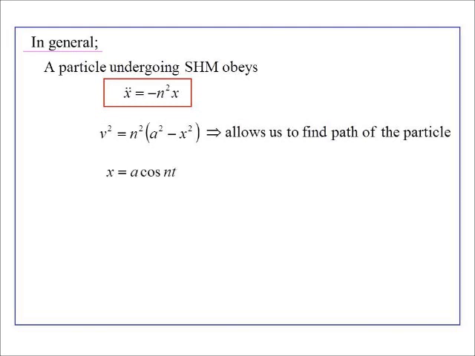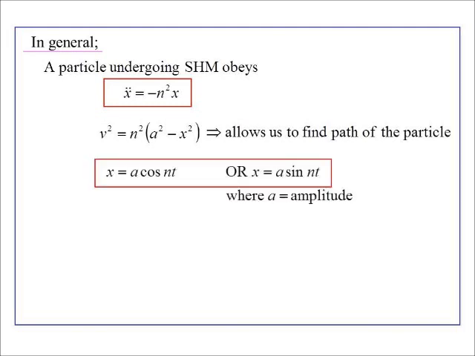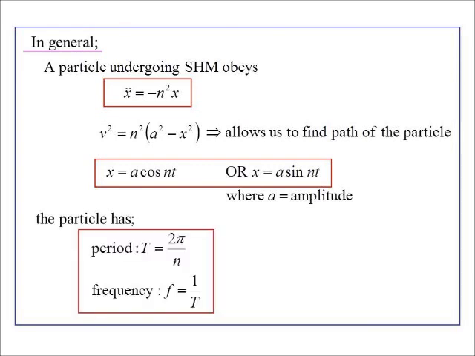x equals a cos nt, or a sin nt, again, we can quote it. It depends on how the question starts, on whether we start with the acceleration formula or we start with our trig formula. We'll do some examples and you'll see the difference between the type of questions. The particle has period 2 pi on n, same as a cosine curve or a sine curve, exactly the same.